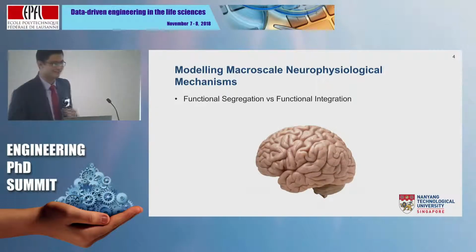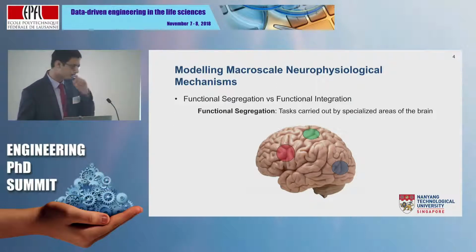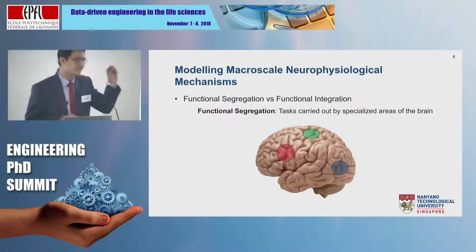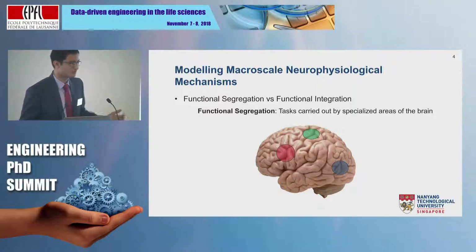Right, so now we would like to model different types of neurophysiological mechanisms, and my friends who are already very well versed with brain networks are very familiar with these concepts of functional segregation and integration. So basically, this looks at the brain in two different perspectives. The first one is functional segregation. And that talks about the brain as comprised of specialized areas, and each area is being responsible for a particular task. So visual cortex responsible for vision, motor cortex responsible for motor activity, and so on.